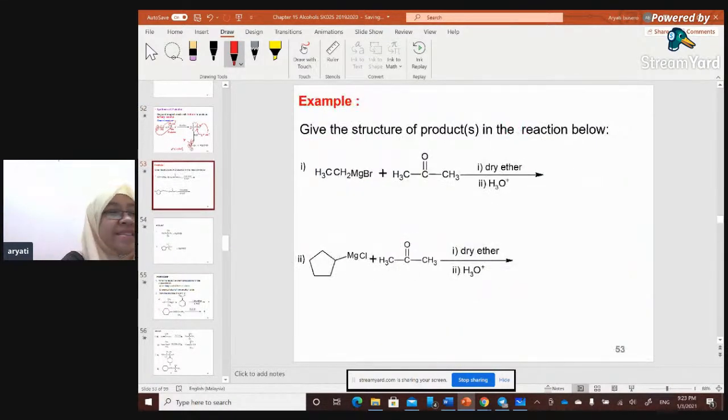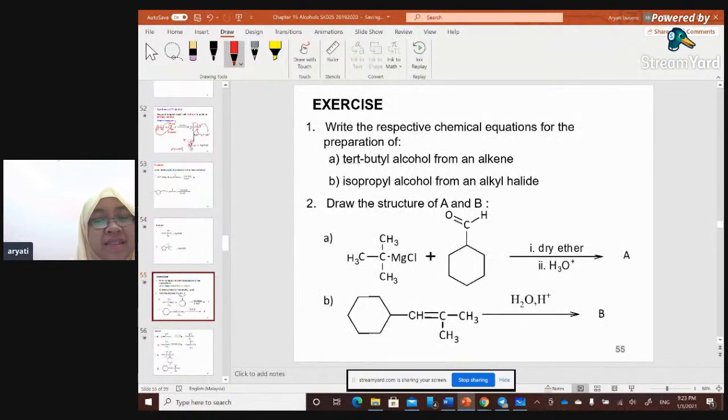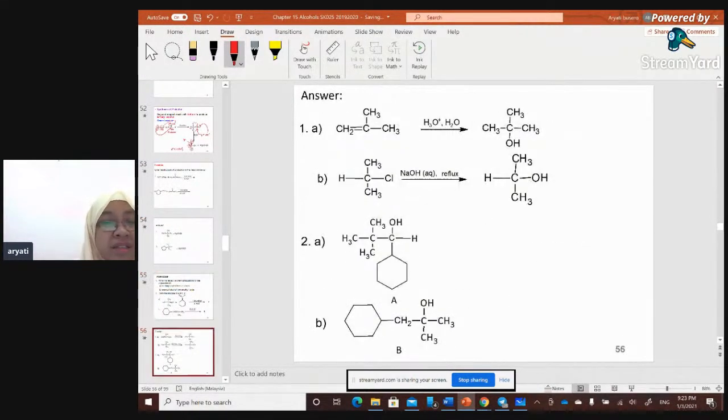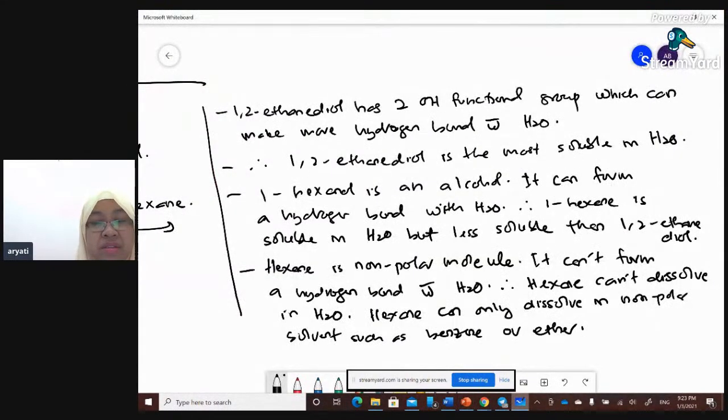Okay. Example. Okay, example you can try because the answer is already given. Okay, exercise. Exercise also got an answer. So kita akan buat beberapa question.